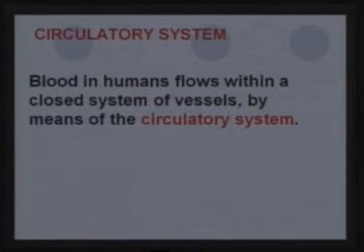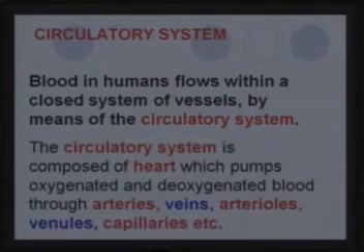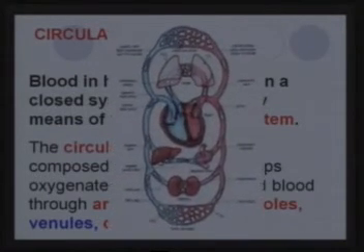Now we have talked about blood, and I would like to talk about the circulatory system. The circulatory system involves the movement of blood within the body, and this is achieved by means of a system of pipes as well as a heart, which is able to move this blood. So the circulatory system is composed of the heart. It pumps oxygenated and deoxygenated blood through arteries, veins, arterioles, venules and capillaries.